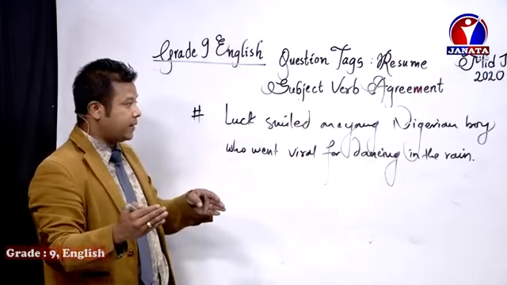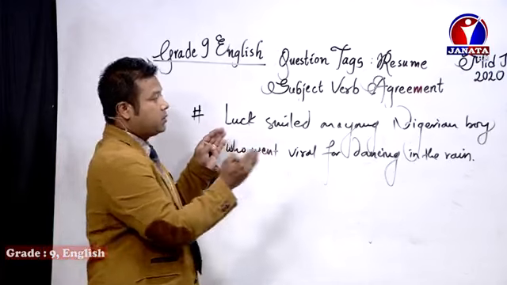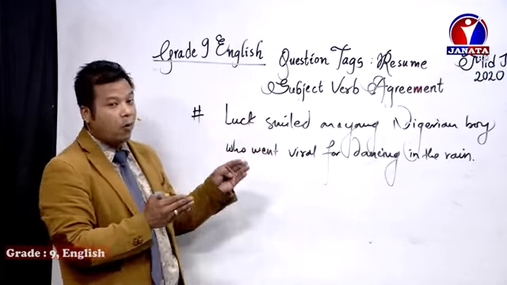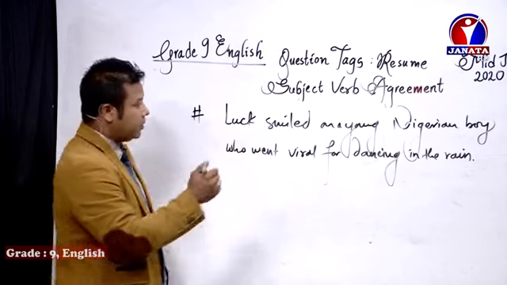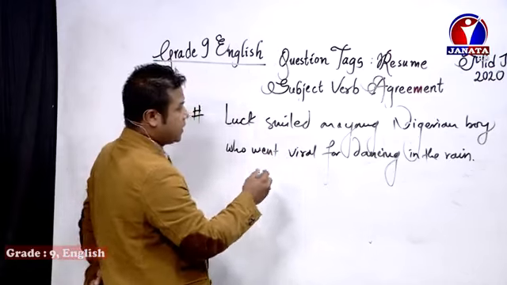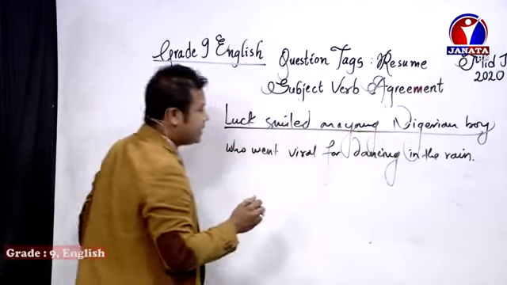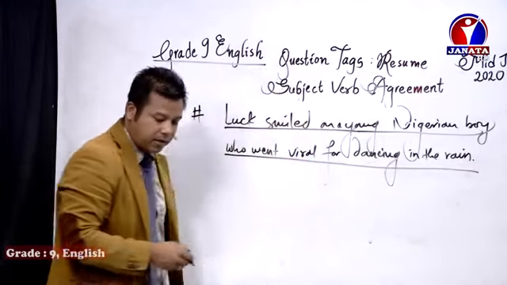This was one interesting topic that I caught. It is interesting because the boy was really lucky. He got a scholarship afterwards, belonging to a poor community. He got the scholarship with this particular video. But I brought this to make you understand the nature of sentences. See, "Locke smiled on a young Nigerian boy" is one sentence. "Who went viral for dancing in the rain" is another sentence.